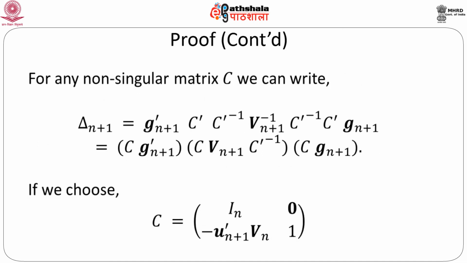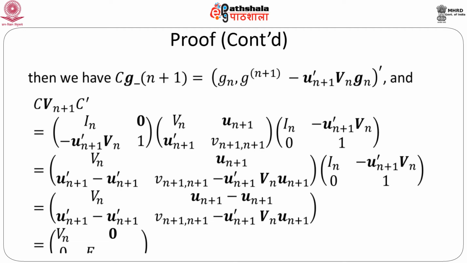Now for any non-singular matrix C, we can write delta n plus 1 equals g n plus 1 prime into C prime inverse into... V n plus 1 inverse... which can be written as C g n plus 1 prime into C V n plus 1 C prime inverse into C g n plus 1. Now if we choose the matrix C in the form I n, 0, minus u n plus 1 prime into V n inverse, and 1, then we have C into g n plus 1 is a vector with elements g n and g n plus 1 minus u n plus 1 prime V n inverse into g n.